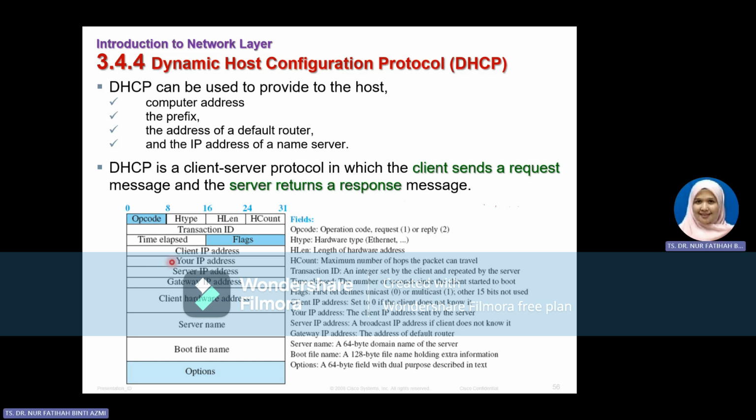The process of getting this information involves a conversation between the device needing the address, which is the client, and the server. It's like a client-server process. First, the client sends a request message, for example, hey, I need an IP address and other network info. And then the DHCP server will respond with a response message containing all the necessary information.